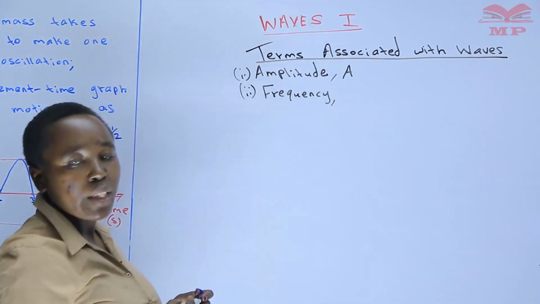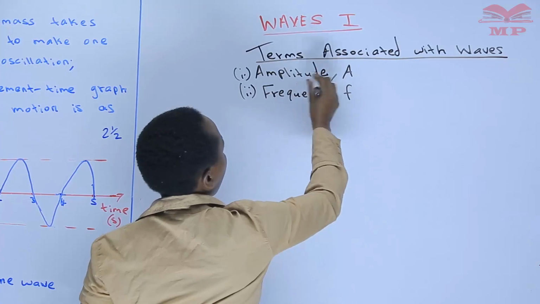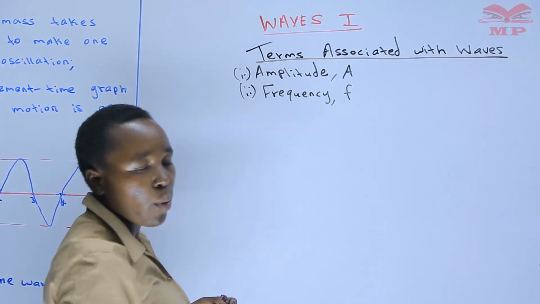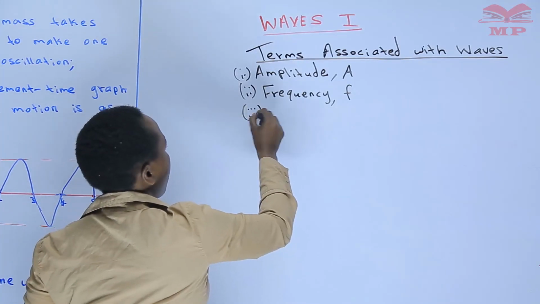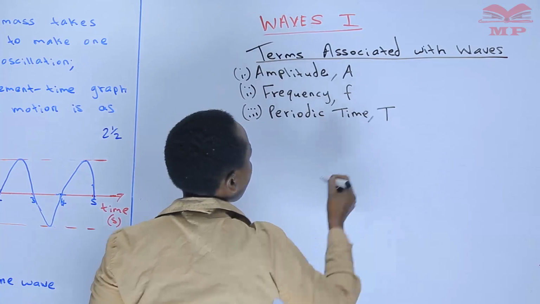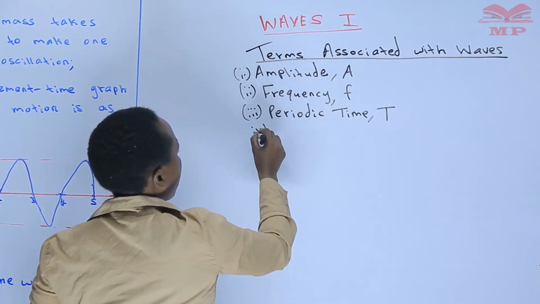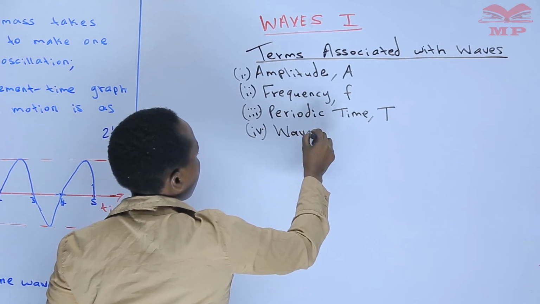Frequency is denoted by a small letter f. So for amplitude, a capital letter A; frequency, a small letter f. Number 3, periodic time, denoted by a capital letter T. And finally, on terms, we are going to look at wavelength.